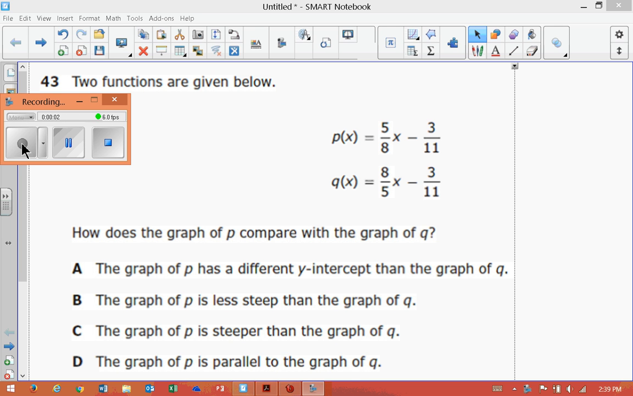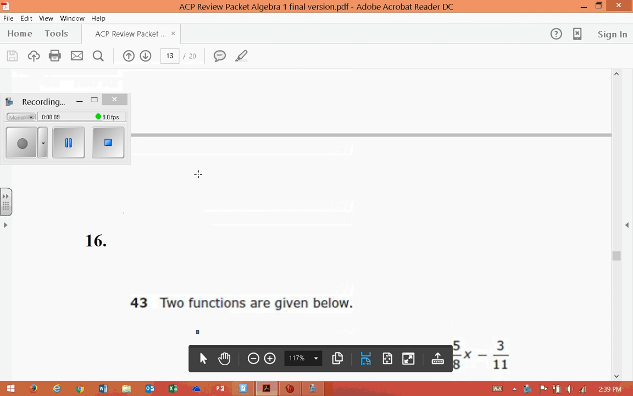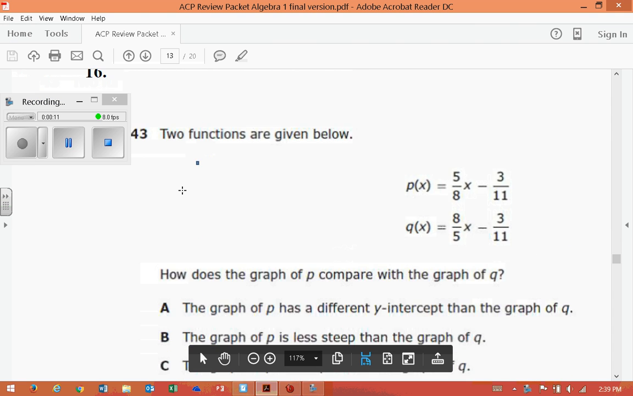So, problem 16 from our review. Yeah, and I know it's problem 16 because I numbered it 16. You can see right there. But don't let that 43 throw you off.